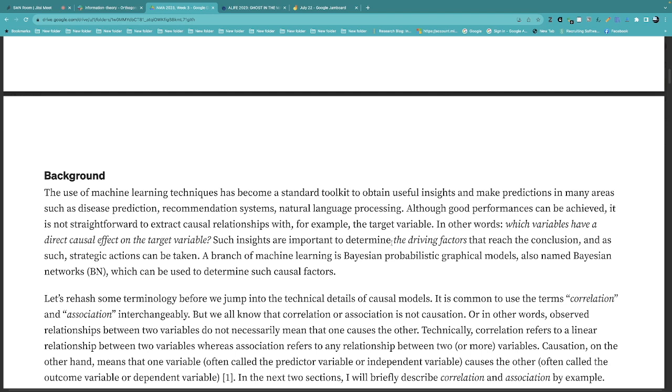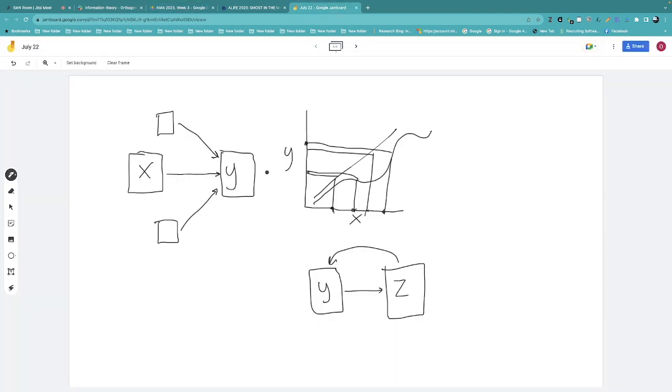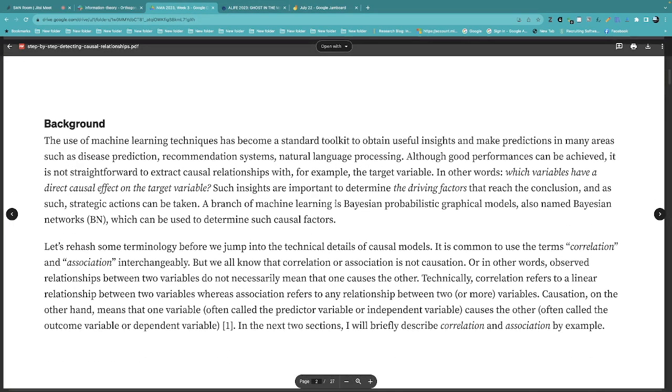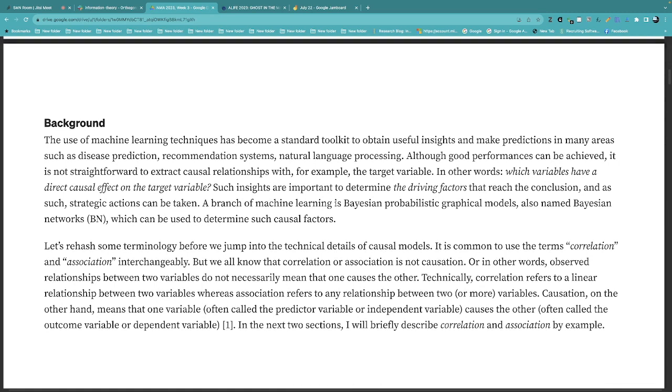And so basically, the reason you want to discover causality is so you can extract causal relationships with some target variable, as I mentioned on the Jamboard here. Y is your target variable, and you have a bunch of intervening variables that have some effect on y, and that's what you want to characterize. But you don't want to just say that something is having some influence on y in cases where it's spurious, where it just kind of co-occurs.